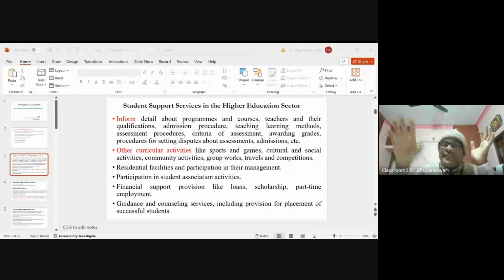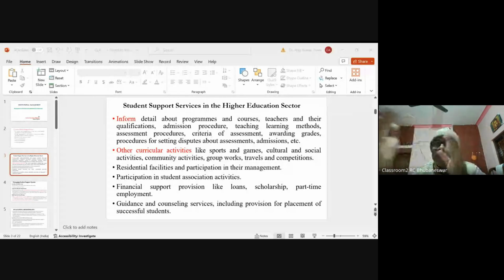These are the different areas. In addition to that, if you clear NET and JRF, you may go for research work. Other than this, social activities are there, a number of social activities. You may work in different types of organizations, schools, colleges. So in society, in the employment field, this subject will be more helpful for you all.